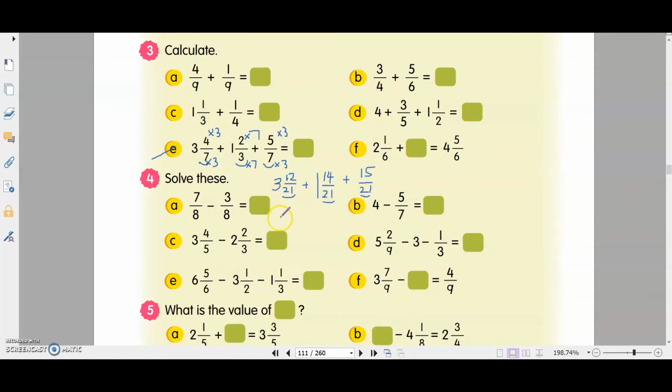So now we can plus. Okay, we plus the round number first. So 3 plus 1 is 4. The bottom number you just copy. Okay, it doesn't change. Now the top number we have 12 plus 14. 12 plus 14 is 26. 26 plus 15, 41.